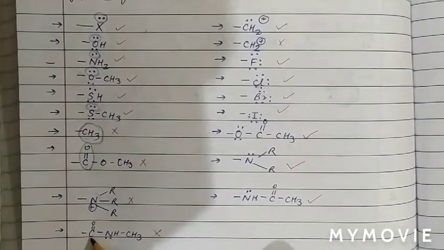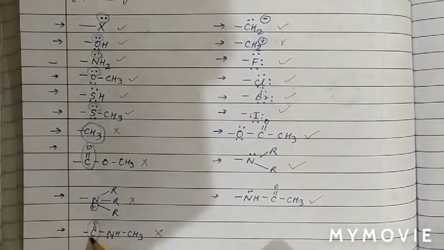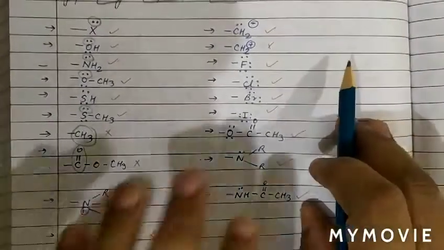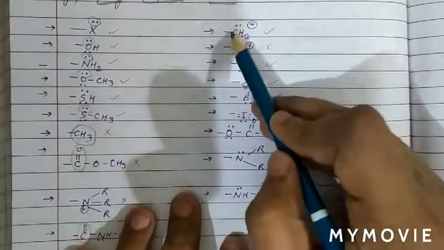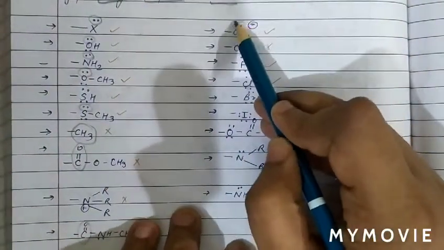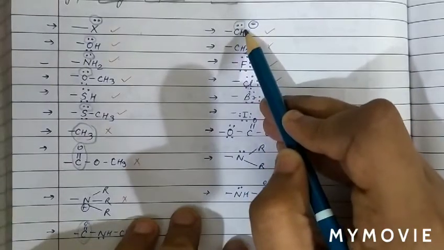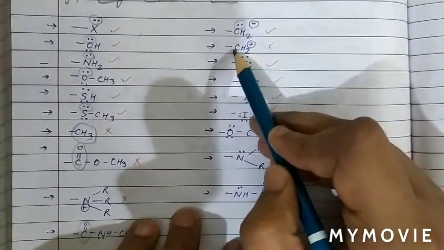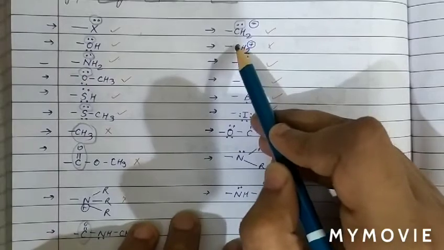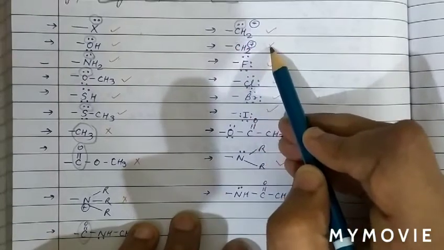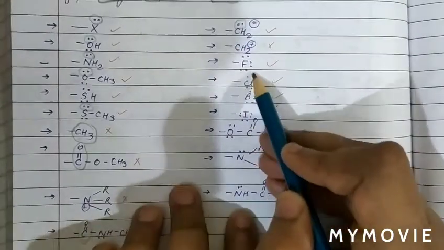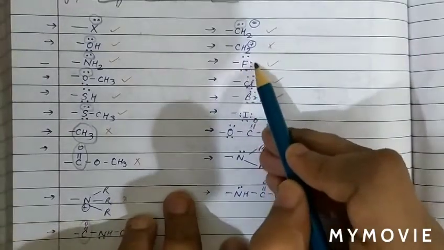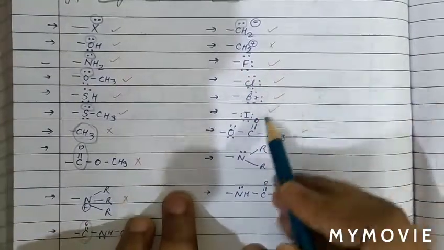See another, C double bond O. Again there is no lone pair on the carbon atom, therefore it will also not behave as a plus M group. Now see, if CH2 minus, then there is a lone pair of electrons on the carbon atom, so it will behave as a plus M group. Now CH2 plus, there is no lone pair on the carbon atom, therefore it will not behave as a plus M group. Fluorine, chlorine, bromine, iodine, there is a lone pair of electrons, therefore they behave as plus M.